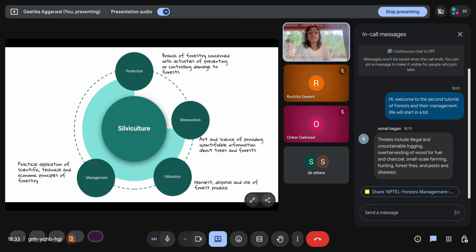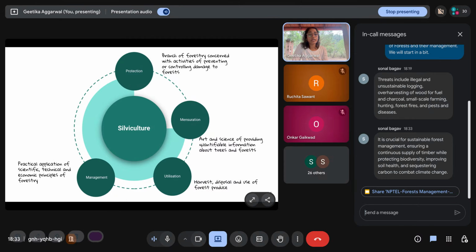Then there could be forest management, which we discussed last week again. It's basically the application of scientific, technical, and economic principles of forestry. So there are these three different principles that come under forestry: a scientific approach, a technical approach, and a more economic approach. Scientific approach basically talks about the science that goes behind forest management. Technical, as I said, okay, yeah, it is.